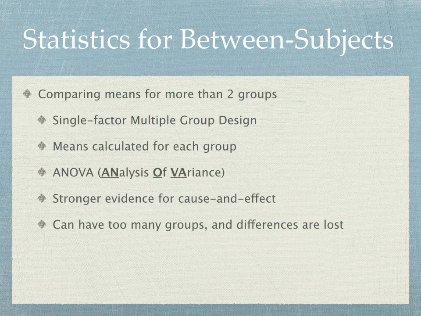The struggle with research as a whole is balancing. It's a balancing act. And this is just another situation where we're trying to balance the number of levels of our independent variable to get a really good understanding of our data and the phenomena, but not water it down with too many levels.